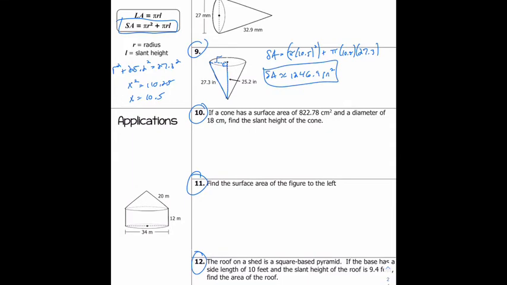Cool. Number 9, done. Number 10, here we go. If a cone has a surface area, so it tells us the surface area, and a diameter, find the slant height of the cone. Okay. So our formula, we already know. So our surface area is going to be pi r squared plus pi r L.